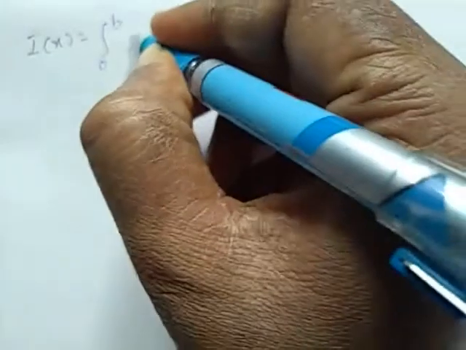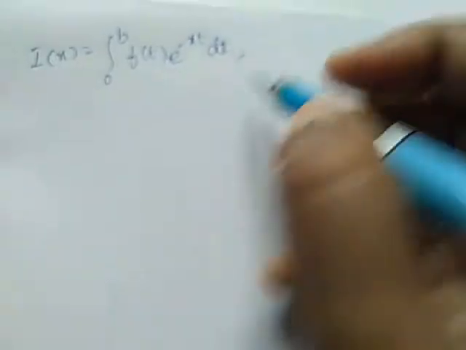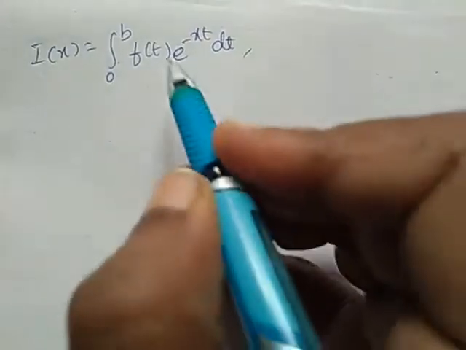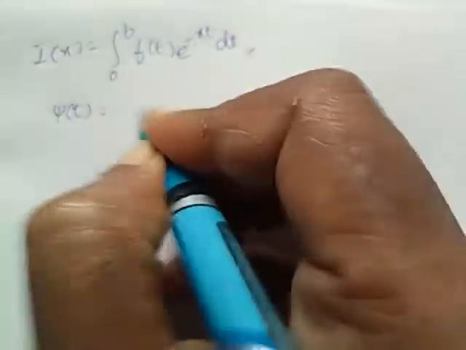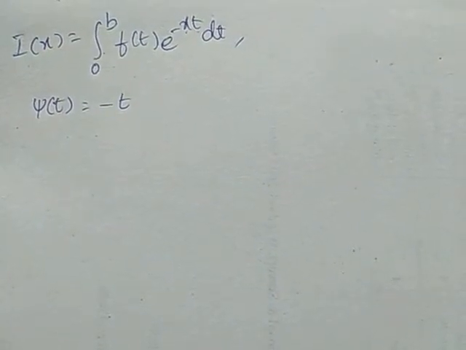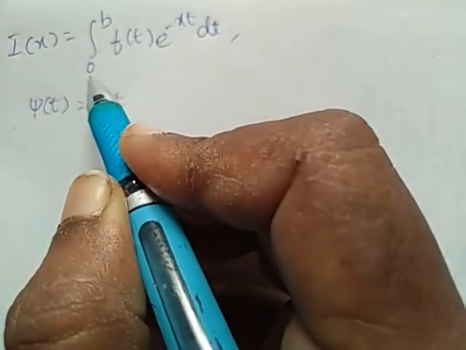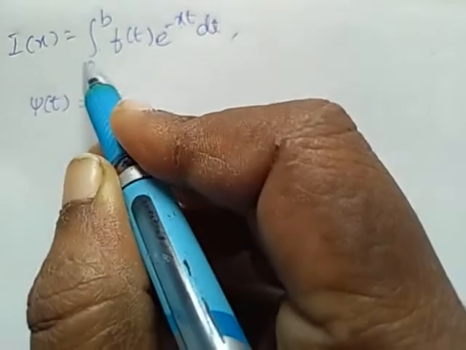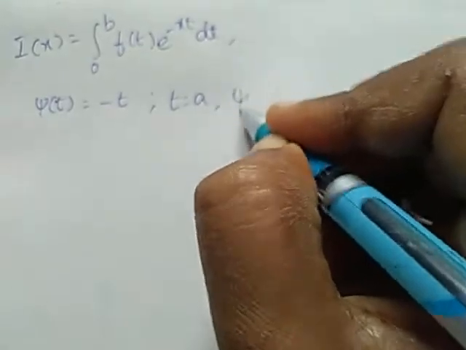So what is our given integral? The integral is I of x equal to the integral between 0 to b f of t e power minus xt dt, and x tends to infinity. So what is the coefficient of x? Minus t. I will take this as xi of t or phi of t, one and the same. I am taking xi of t as minus t. So by inspection method, the maximum of xi of t occurs at a. So when t is equal to a, xi of a is maximum.